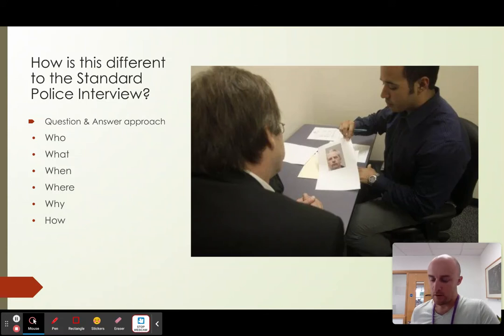What do police do? You need to know what the standard police interview is. Some of you have been interviewed by the police as witnesses or maybe as potential criminals, I don't know. And the standard police interview, what's called the SPI, is a really, really bad way to question witnesses. They used a question and answer approach like you see on the left there: who, what, when, where, why, and how. These are not particularly good questions, and they're very, very different to the cognitive interview. So you do need to be able to compare the standard police interview to the cognitive interview.